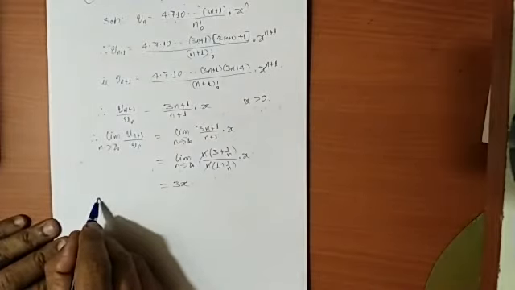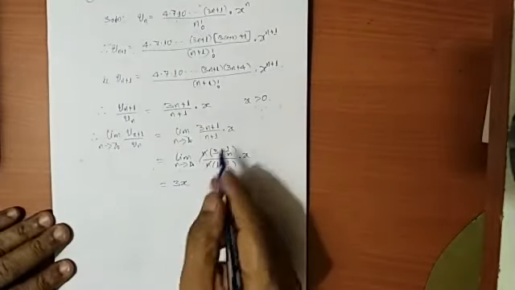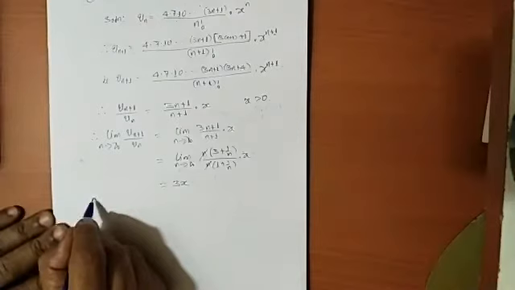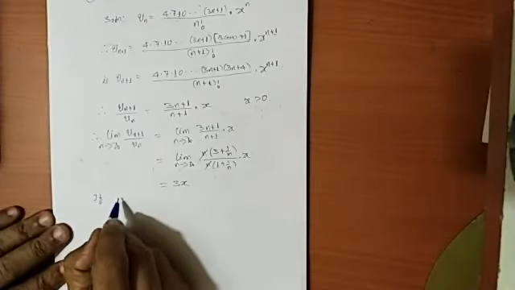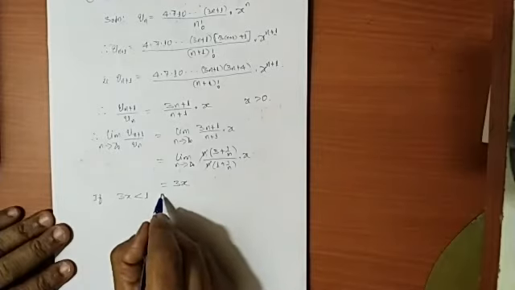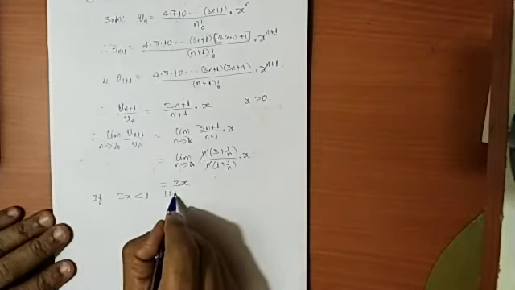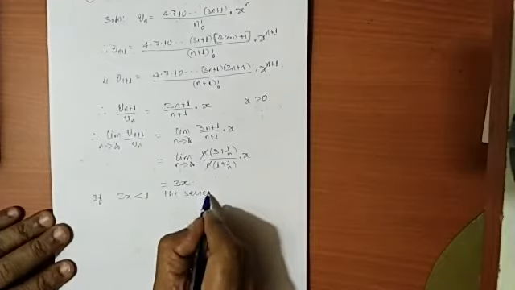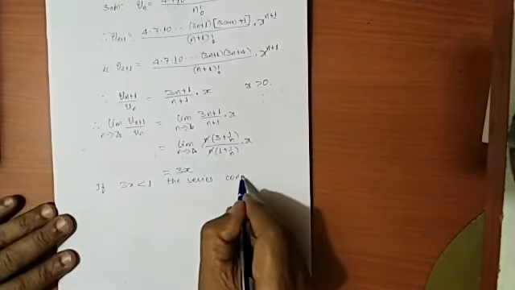Therefore, x is anyway a positive term. So now, if 3x is less than 1, the series converges.